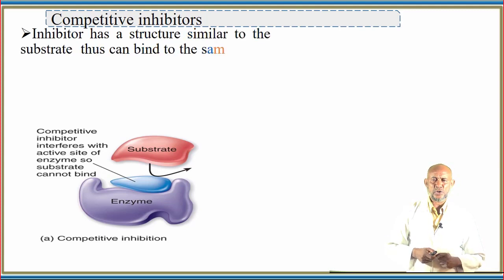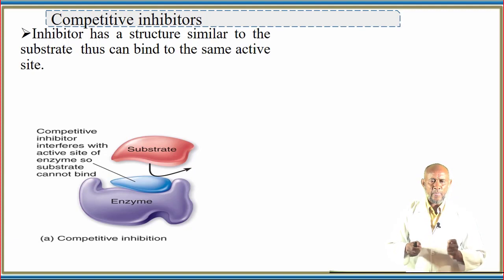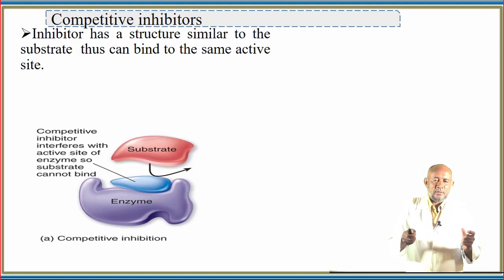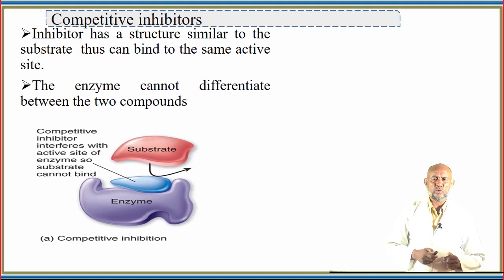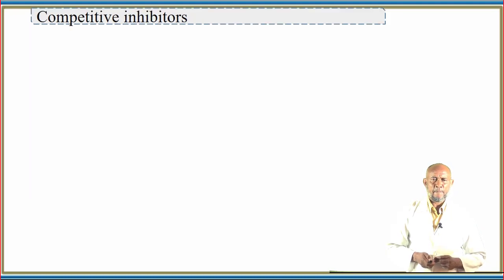The inhibitor has a structural similarity to the substrate, thus it combines with the same active site. Okay? A competitive inhibitor interferes with the active site of the enzyme, so the substrate cannot bind. When the substrate comes, the site is already occupied. Therefore, it is not able to bind with the enzyme, because the enzyme cannot differentiate between the substrate and the competitive inhibitor. Therefore, it can simply join with the inhibitor.